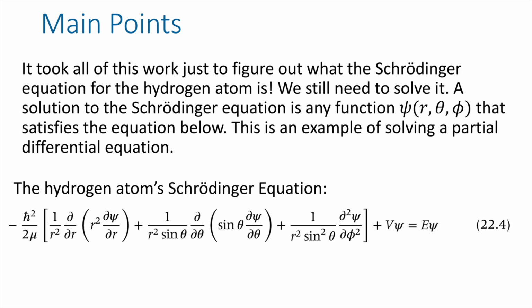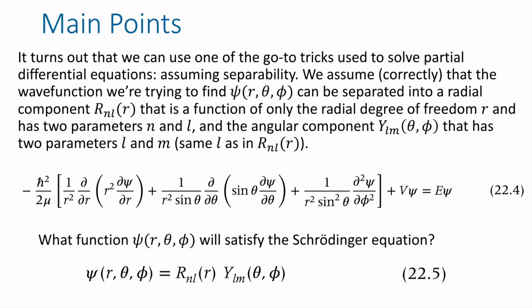A solution to the Schrödinger equation is any function psi of r, theta, and phi that satisfies equation 22.4 below. So the hydrogen atom Schrödinger equation is below. Any function psi of r, theta, and phi that satisfies that is a legal solution. And as we've seen, there are many solutions. There are really infinitely many solutions if you keep going up in the principal quantum number n, at least from a mathematical perspective.